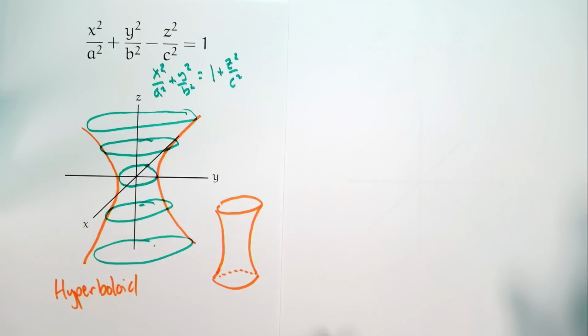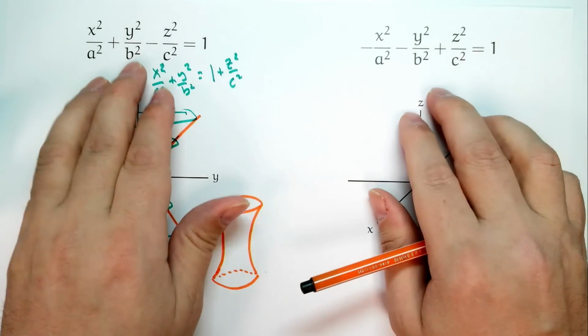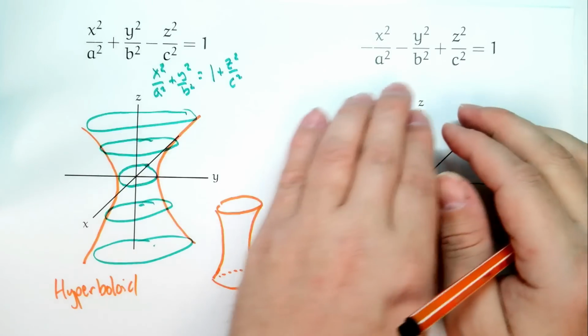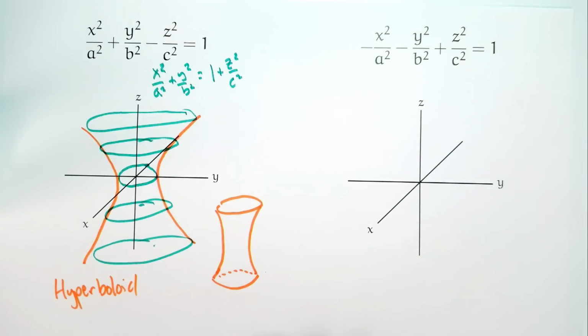Okay, well, let's look at something else. Minus x squared over a squared minus y squared over b squared plus z squared over c squared equals 1. Now what's the big difference here? The big difference is, over on this side, only one of the terms is negative. Over on this side, two terms are negative. Well, maybe that means it's twice as interesting. It's possible. Maybe. Well, let's find out.